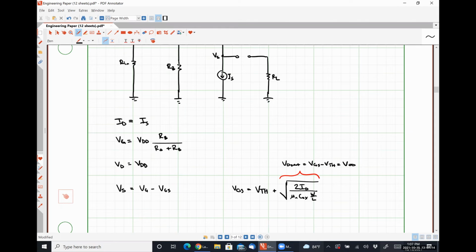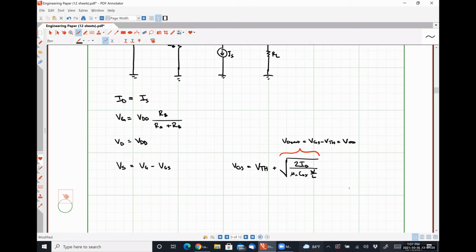All right. So with that in mind, this becomes VDD times RB over RA plus RB minus threshold voltage minus the square root of 2 ID over UN Cox W over L. Okay.